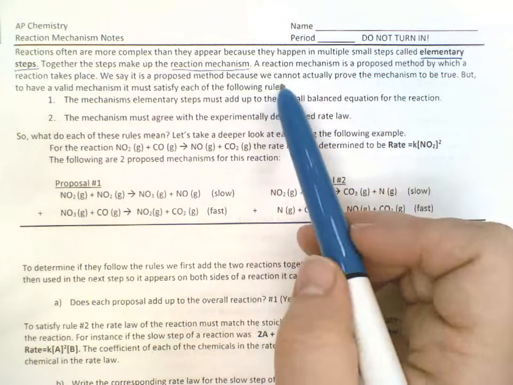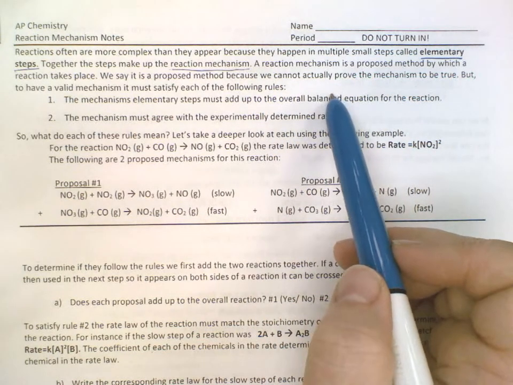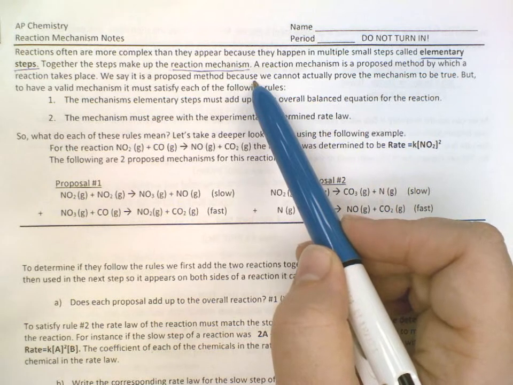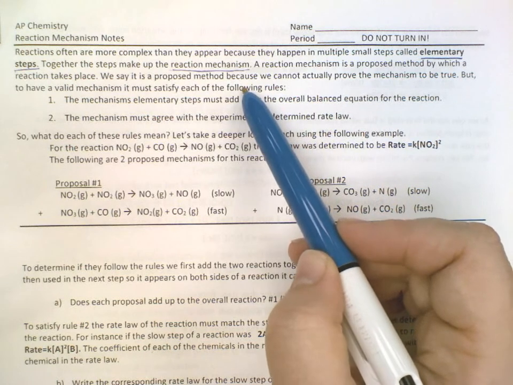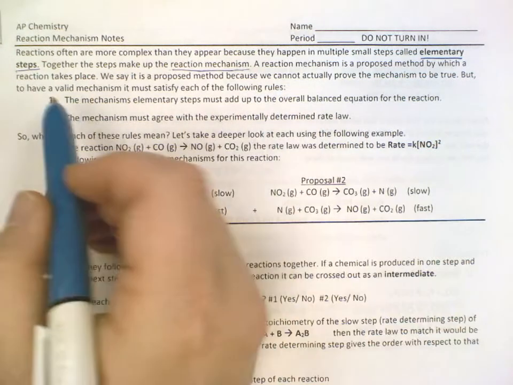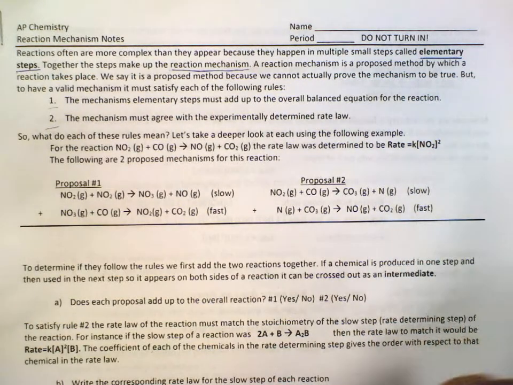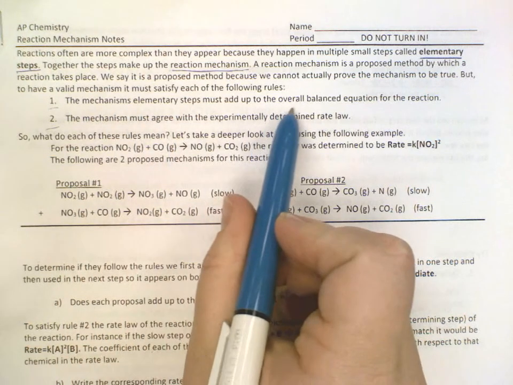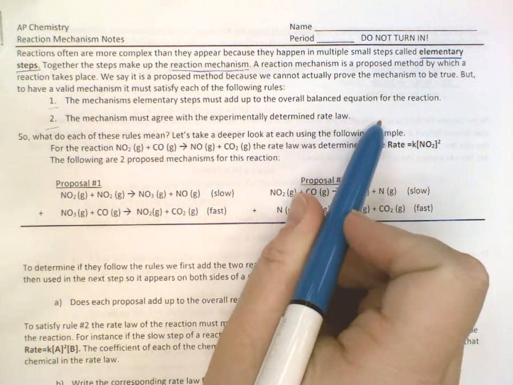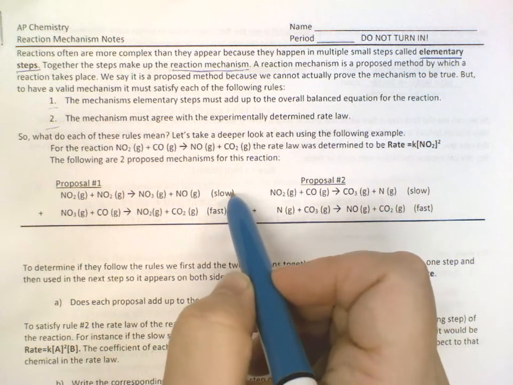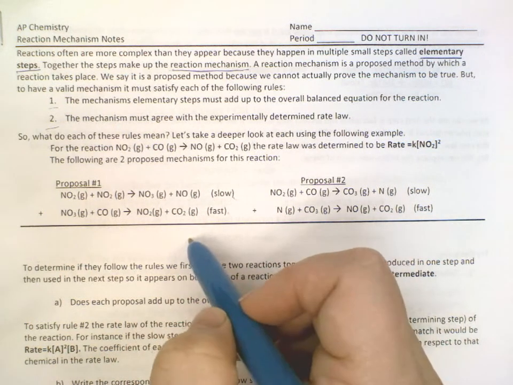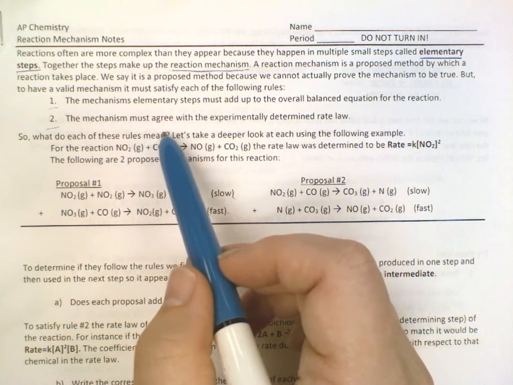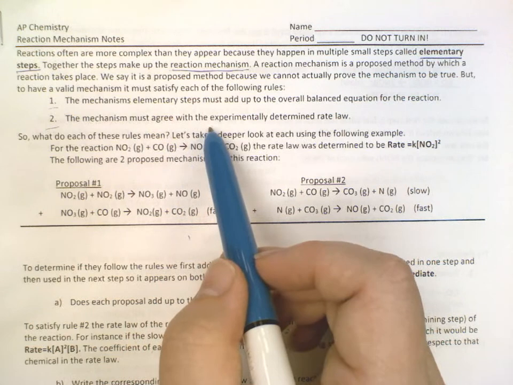A reaction mechanism is a proposed method by which a reaction takes place. We say it is proposed because we cannot actually prove the mechanism to be true. But to have a valid mechanism, it must satisfy each of the following rules. So we're trying to get both of these rules satisfied. So number one, the mechanism's elementary steps must add up to the overall balanced equation for the reaction. So we're going to take multiple steps, multiple kind of smaller reactions, and we want them to add together to an overall reaction. And then number two, the mechanism must agree with the experimentally determined rate law.